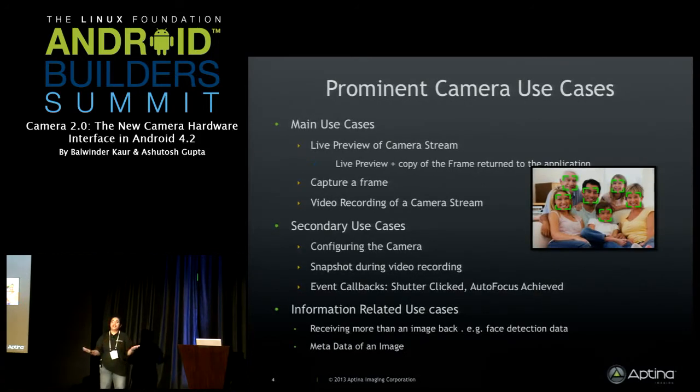So these are the different callbacks that the camera subsystem provides to the application developer. And then finally are the information-related use cases. As of today, there are very few classes and very little metadata that is provided to the application developer. The most common is the face class, which will tell you how many faces were detected in the scene, what is the confidence level that it is a face, what is the location of the eyes, what is the location of the smile. So metadata of an image. But like I said, it's very limited.